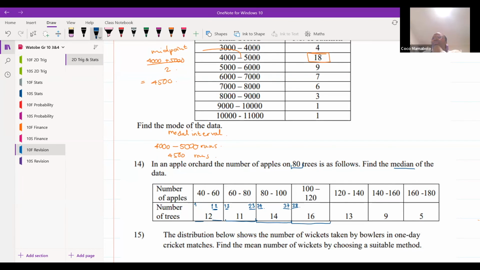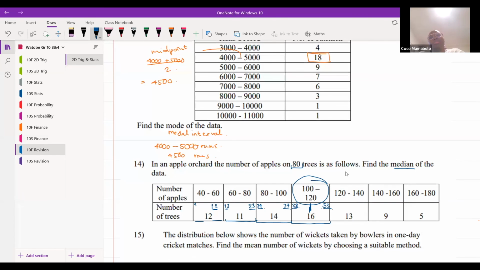38 plus 2, okay, 50. 37 plus 16 is 53, to the 53rd tree. All right, so we both agree the 40th tree is right in between the 38th and the 53rd tree. Correct? Yes. So what is the median number of apples?